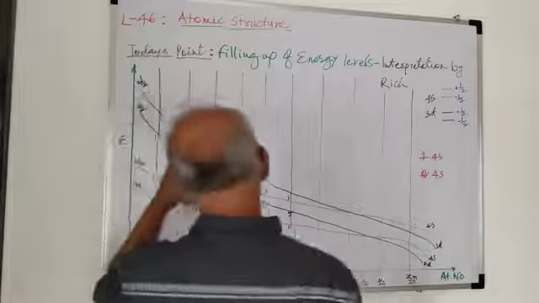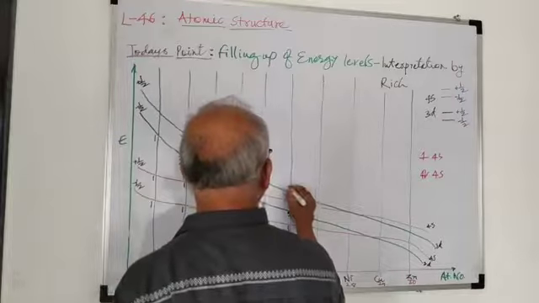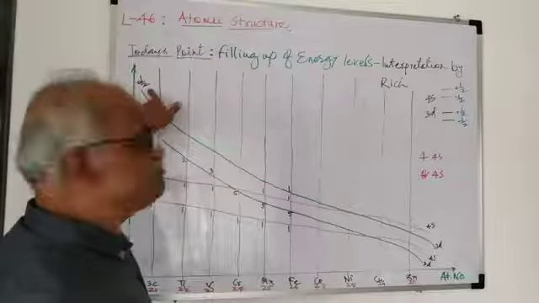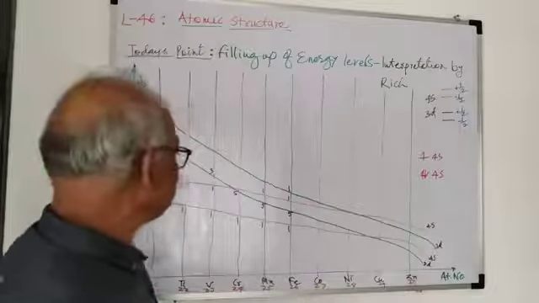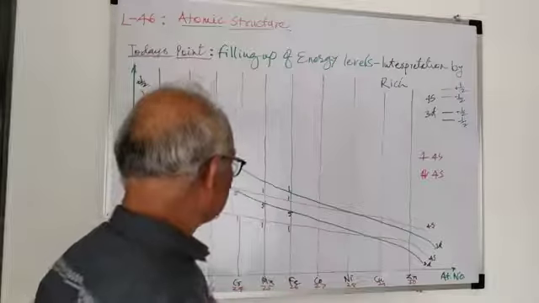So it should go into this one, that is the d subshell, having plus 1/2 spin here. So how many electrons are there? 5 plus 3, that is 8 electrons.